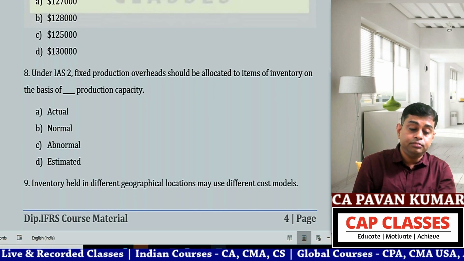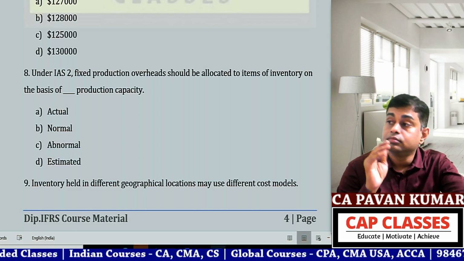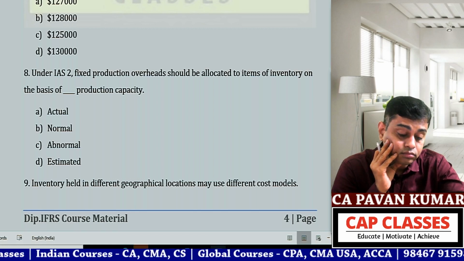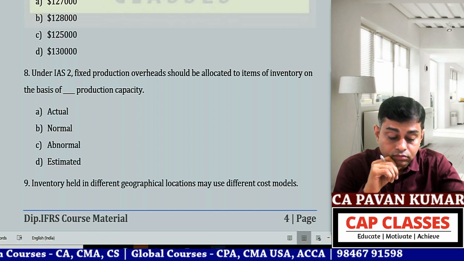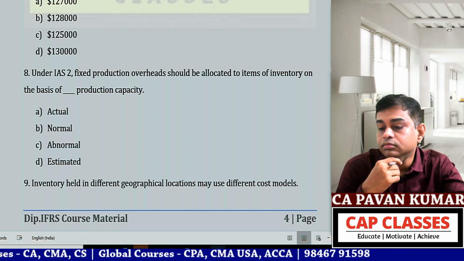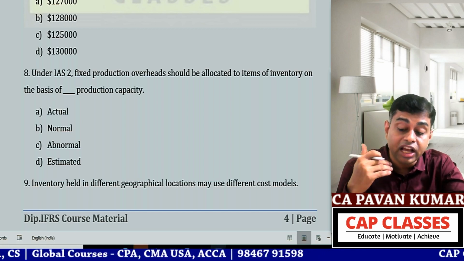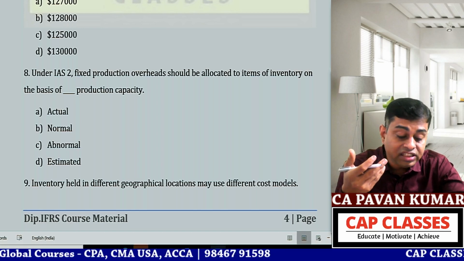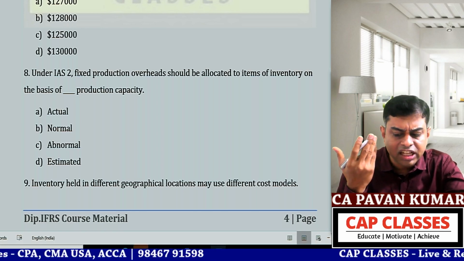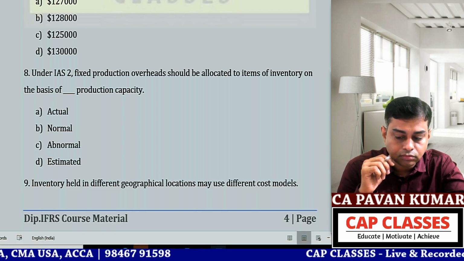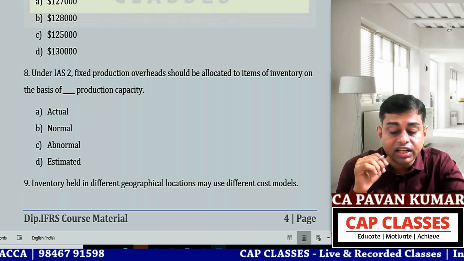So can you read the 8th question? Yes. Under IAS 2, fixed production overhead should be allocated to items of inventory on the basis of dash production capacity. A actual, B normal, C abnormal, D estimated. Tell me the answer in the chat box, guys. As per IAS 2, fixed production overheads should be allocated on what basis? On actual capacity, or normal capacity, or abnormal capacity, or estimated capacity? You might have done this in costing and management accounting also. Normal capacity. Correct answer. Very good. B, normal capacity is the correct answer.